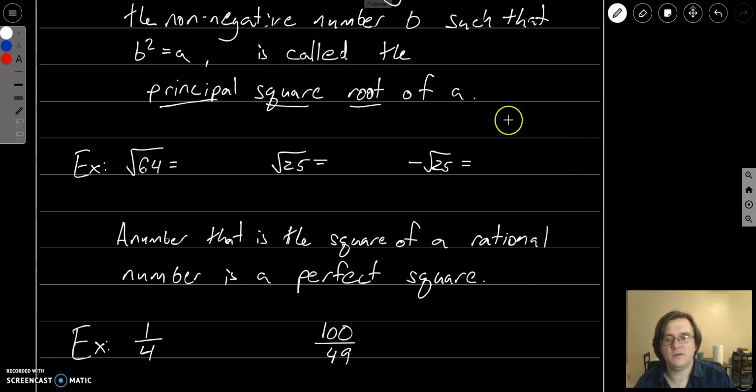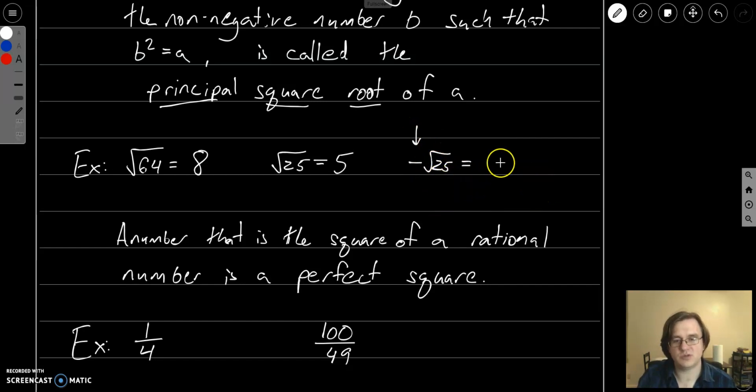So, for example, 64 is a square number, and it's 8 times 8. So the principal square root of 64 is going to be 8. Whereas for 25, the principal square root is going to be 5. Now this just doesn't mean that we can't talk about negatives here. I just have to add the negative sign outside of it. So negative of the principal square root of 25 is going to be negative 5. And this is how we'll refer to the non-principal square root.